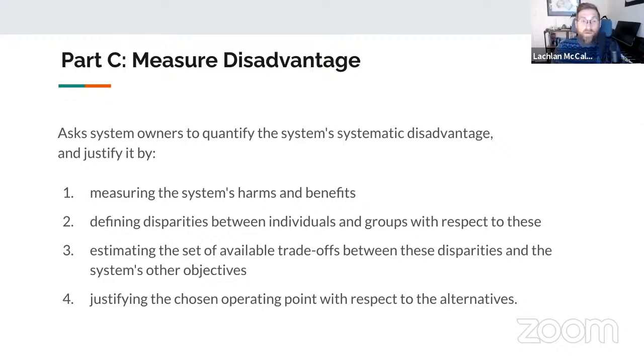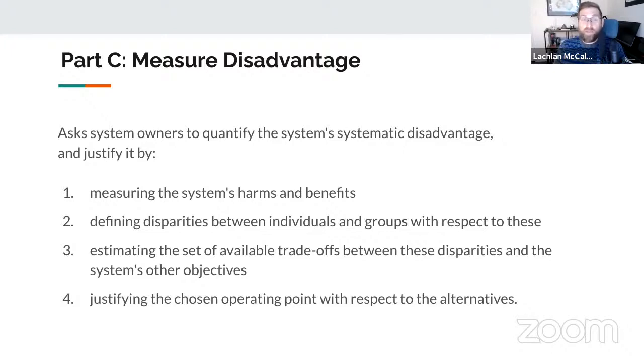Okay, so then we get to the core of the methodology, which is where banks must determine measures of the disadvantage that the system causes and justify that disadvantage. So here we're asking banks to quantify their fairness objectives and constraints, show how these are traded off with the system's other objectives and constraints, and then explain their justification for preferring their chosen operating point over the alternatives that are available to them.